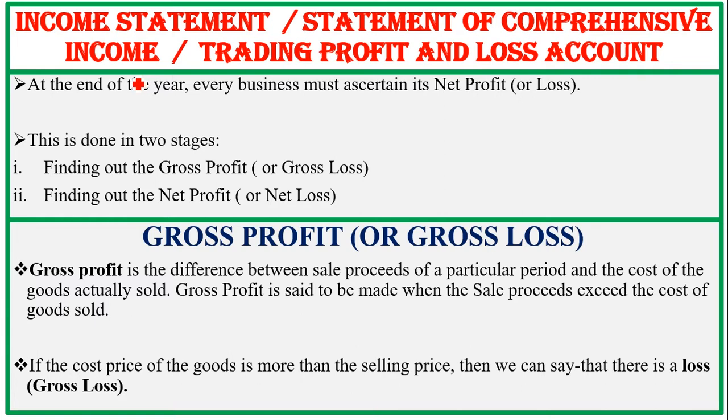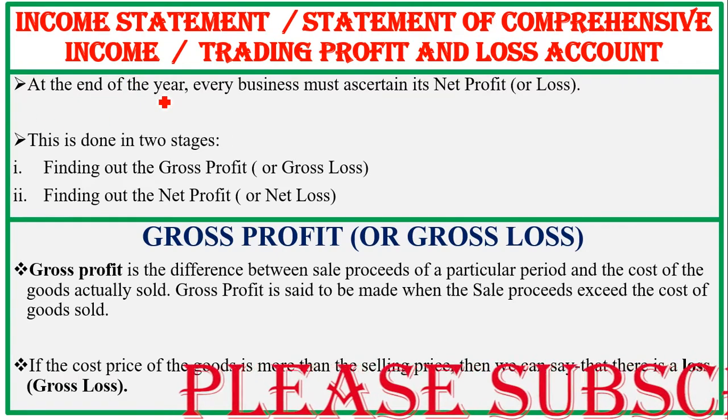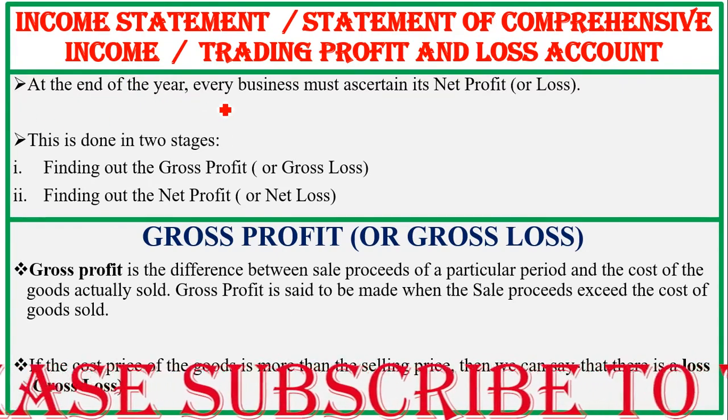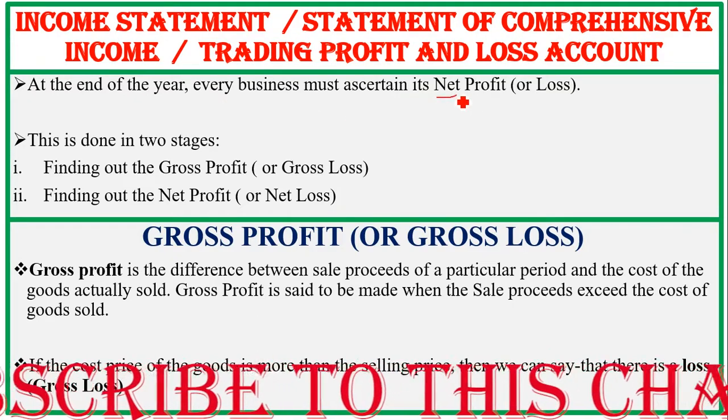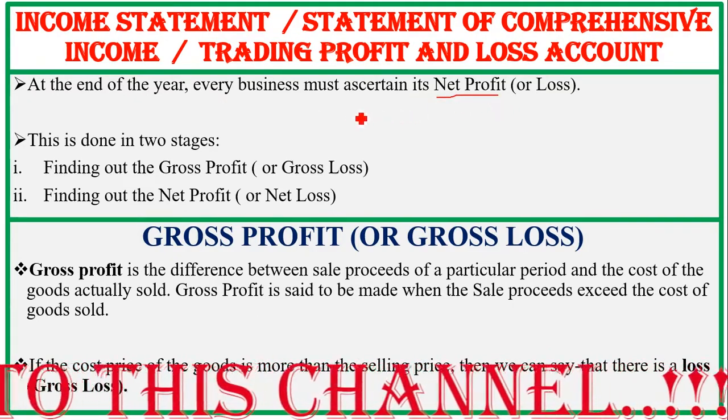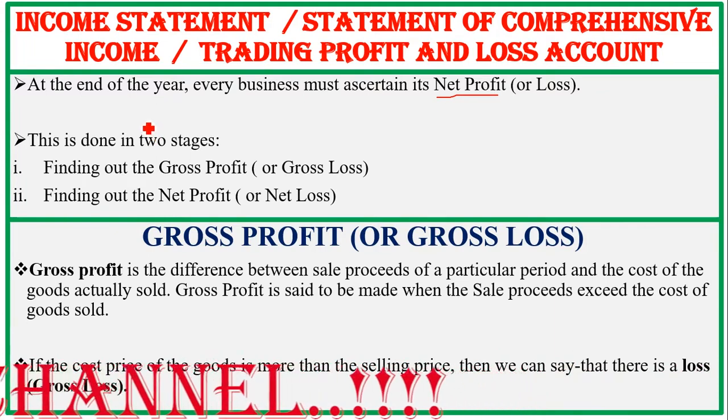A sole trader is a business that is run and operated by one person. It's a small business, and the financial statements prepared for this business are only two. That is the statement of financial position and the income statement, or what you are calling the statement of comprehensive income. So at the end of every year, every business must ascertain the net profit or the net loss that is made in that particular period.